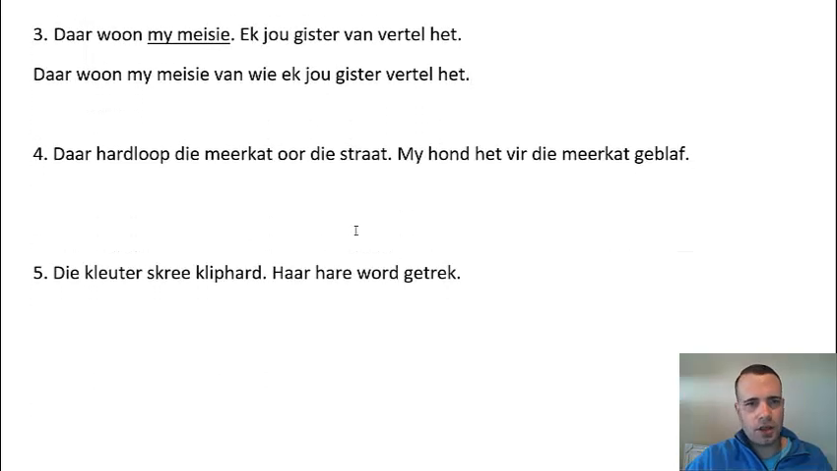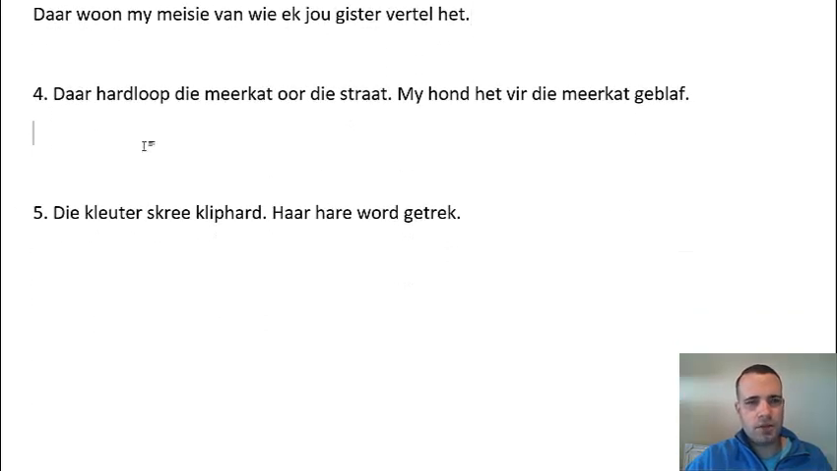Not too bad. Number 4. Daar hardloop die meerkat oor die straat. There the meerkat is running over the street. Or the mongoose. Or what is a meerkat in English? I think it's a mongoose. Daar hardloop die meerkat oor die straat. My hond het vir die meerkat geblaf. Okay, so die meerkat and die meerkat, underline, underline. You're going to cross that out. Okay, I can't do it now on the screen here.